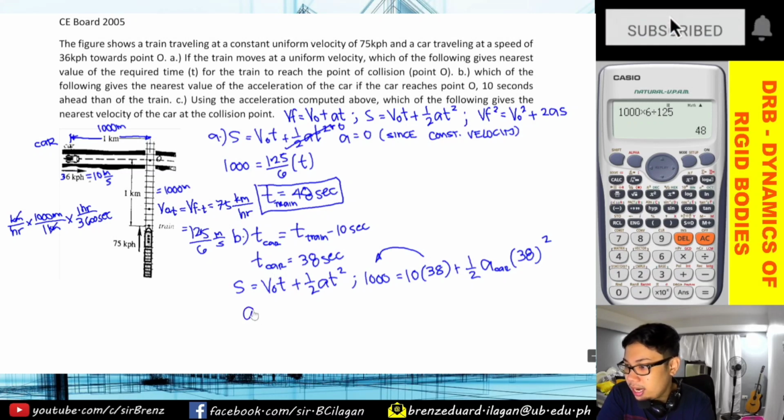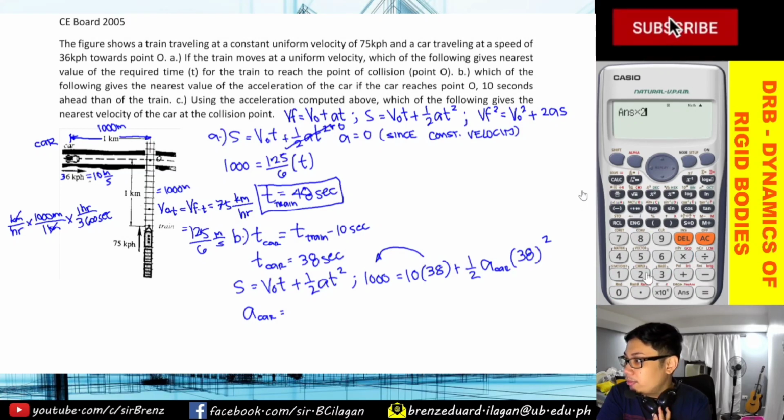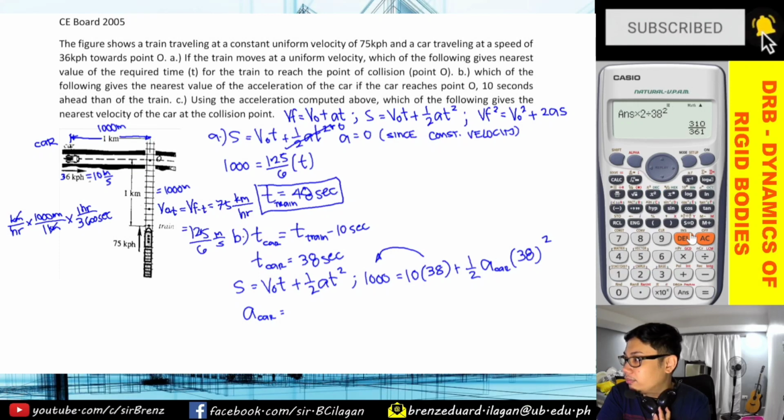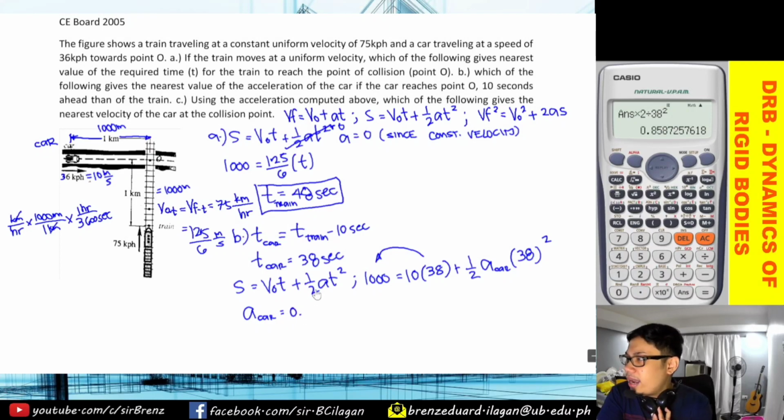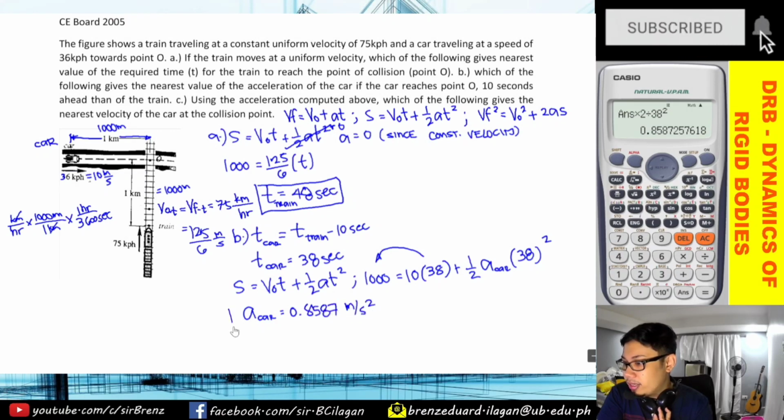So the answer for the acceleration ng car is just equals to, again, 1,000 minus 10 times 38, and then times 2, and then divided by 38 squared. So that is 0.8587 meter per second squared.